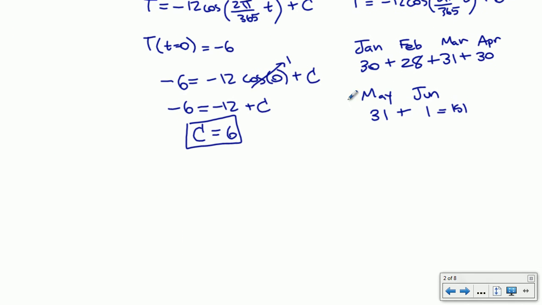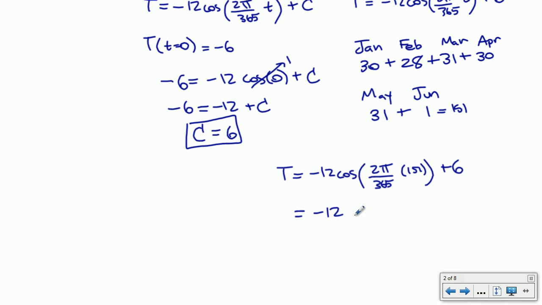And now we just plug 151 into our expression for T. So negative 12 cos 2 pi over 365 times 151 plus 6. And it would be a good idea to make sure you're in radian mode, otherwise you'll get a temperature like negative 5.99 or something, which I totally didn't do.